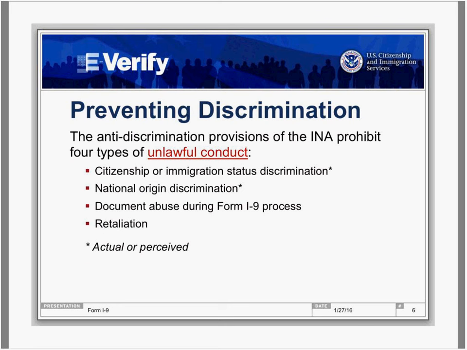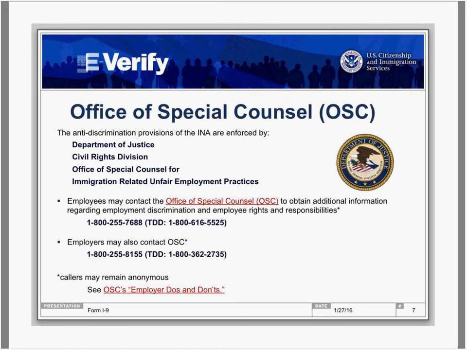So in discrimination, you see here are 4 types of unlawful conduct, whether actual or perceived, and who monitors those provisions? The Office of Special Counsel. I refer to them through today's session as OSC. They're within the Department of Justice, Civil Rights Division, Office of Special Counsel. We do many presentations with them. We webinar with them once a month on employee rights.